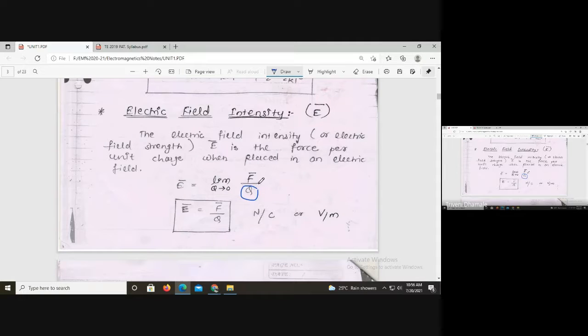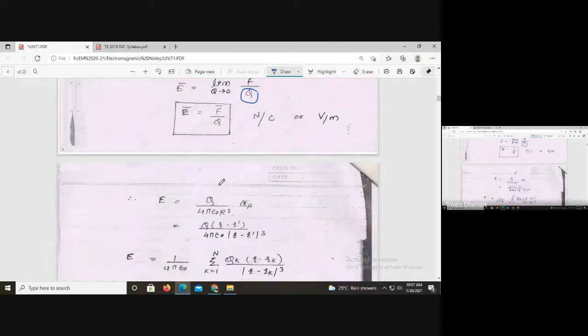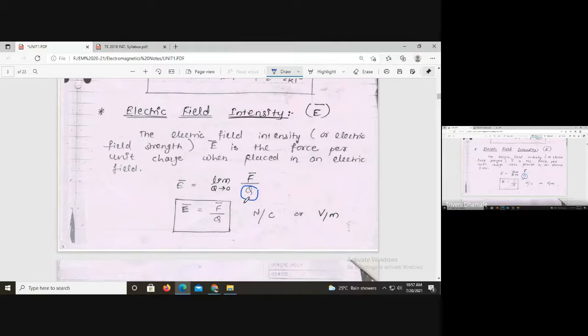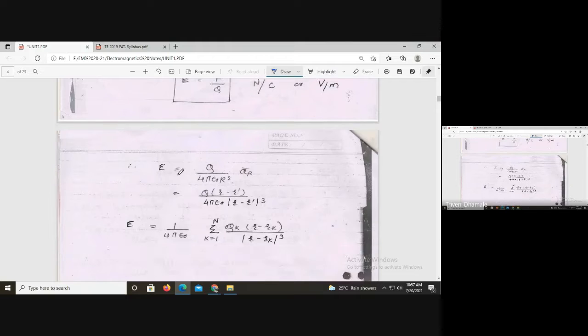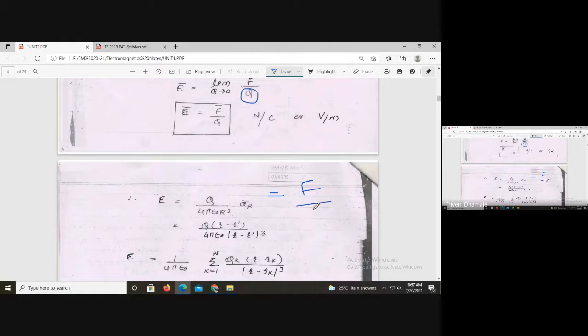So the formula for E bar is F by Q, force per unit charge. The unit for measurement of this field strength is Newton per coulomb or volt per meter. Electric field intensity is generally the field strength. Now, when we use the formula E is equal to F by Q.